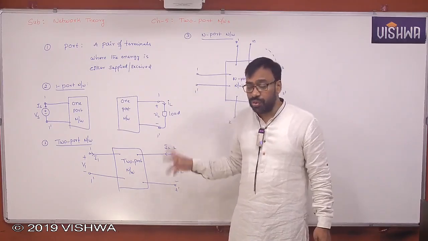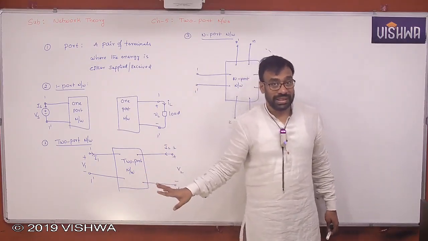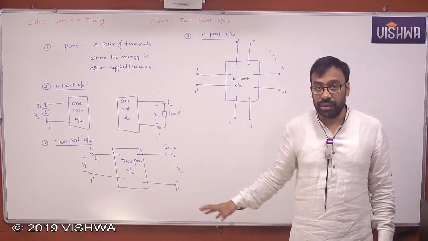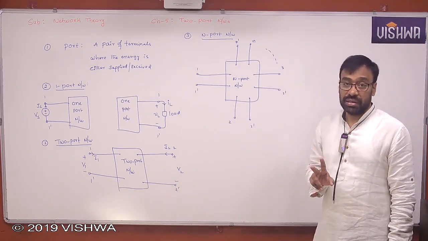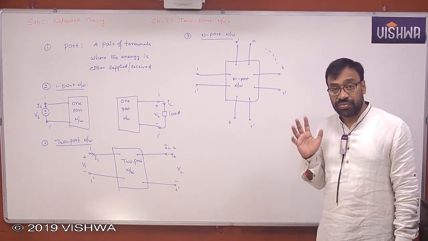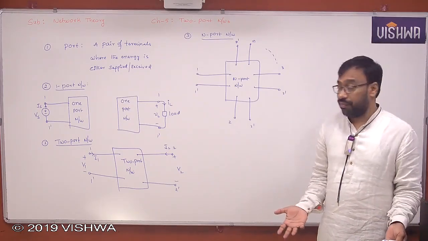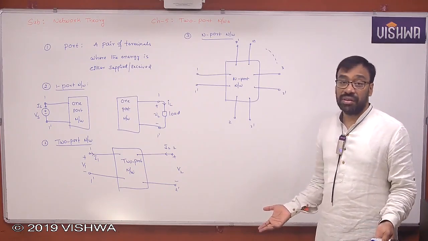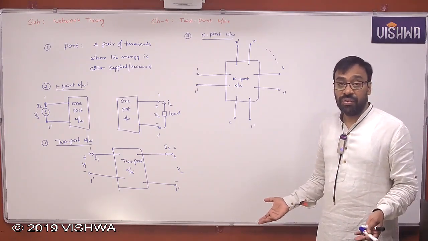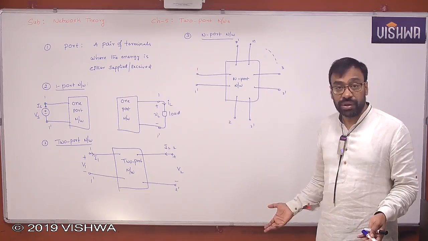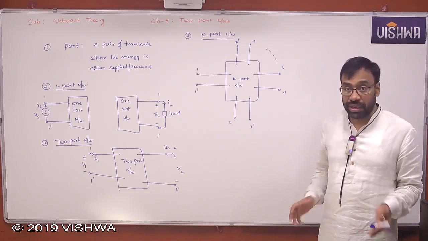So if two are specified, the other two can be calculated. So V1, I1, V2, I2, out of which two are independent. If those values are specified, the other dependent values can be calculated. If, for example, I know V1, I1, then I can find V2, I2. If I know I1, V2, then I can find the other two. So I hope you understand the point.